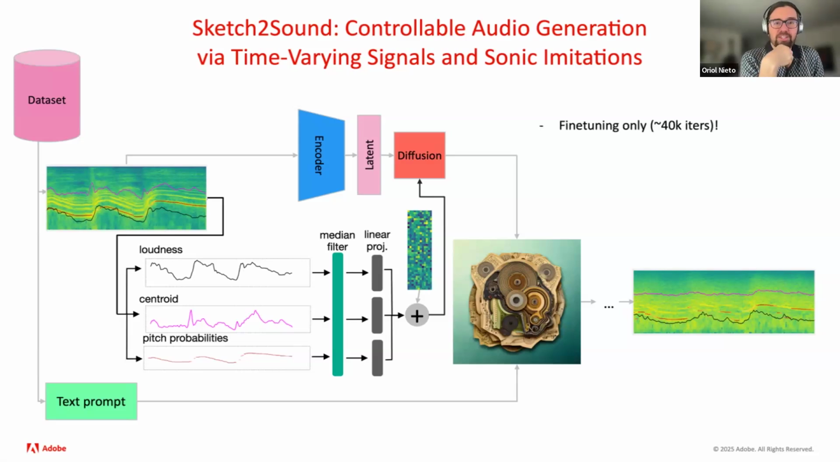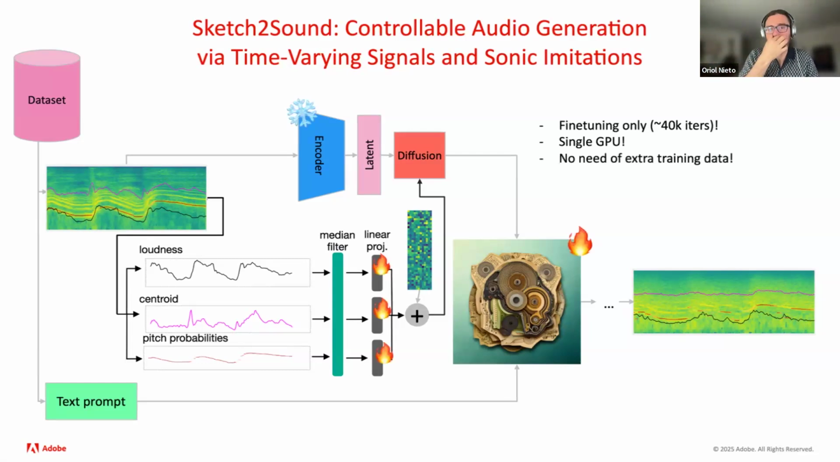Now, you can just do this as a fine-tuning process. Once you have your diffusion model trained already, you can just fine-tune it on a single GPU for 40,000 iterations, and that's it. So it's pretty cheap, and there's no need for extra training data, right? In this case, you don't need any special type of data. You use whatever dataset you have, you just extract these time varying signals, and you obtain something that will allow you to do something like this.